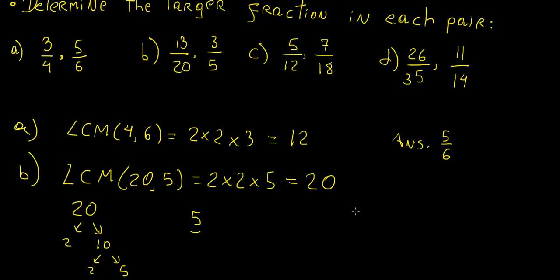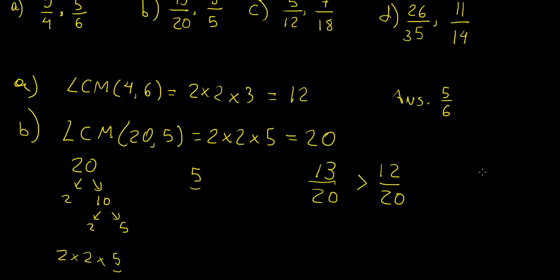So in this case, if we look at these two numbers, this one we just leave the same, so we don't do anything to it. But to make this one 20, we just multiply both by 4. So that's going to be 12 on 20. So clearly this one is larger. So in this case, the answer would be 13 on 20 is the larger fraction.